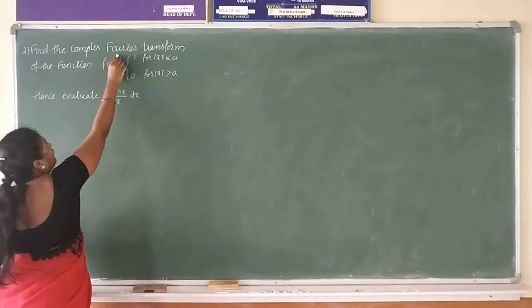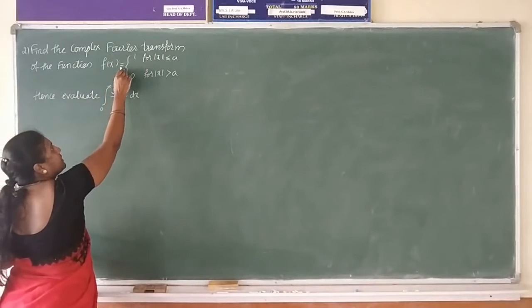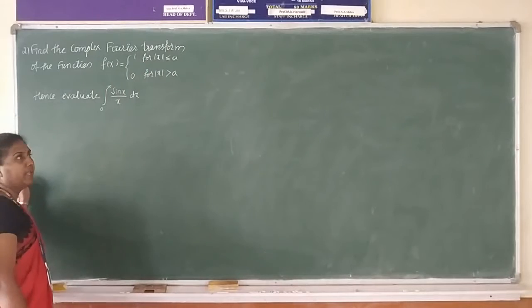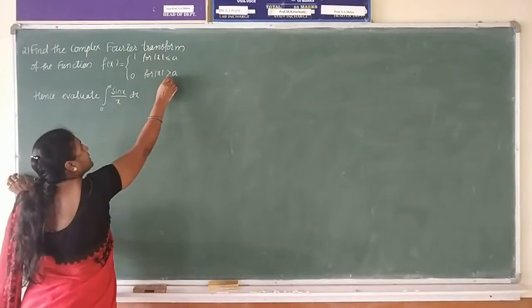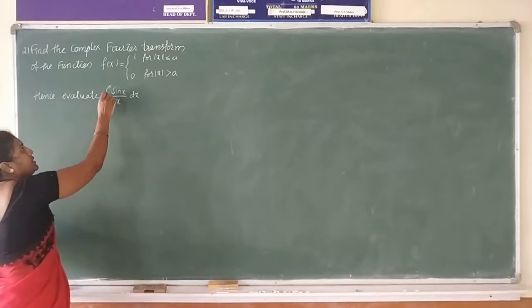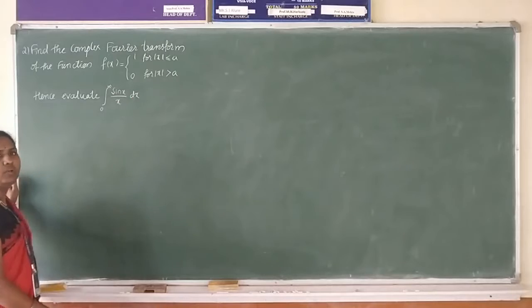Find the complex Fourier transform of the function f of x equals 1 for mod x less than or equal to a, 0 for mod x greater than a. Hence evaluate the integration from 0 to infinity of sin x by x dx.